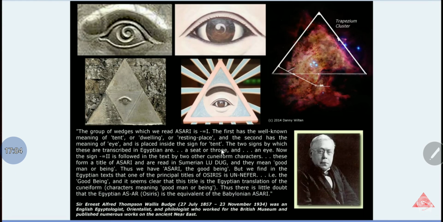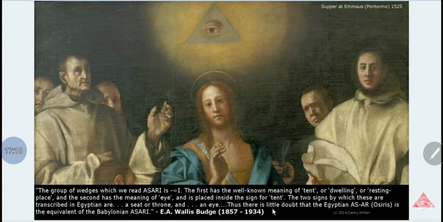We know that this right here refers to Osiris. It refers to the central sun. Let me show you a piece of art right here. This is called Supper at Emmaus, by Pontormo, and this was done in 1525, a good 80 years before the King James Bible was published. And here's Jesus, right under the eye with the triangle.